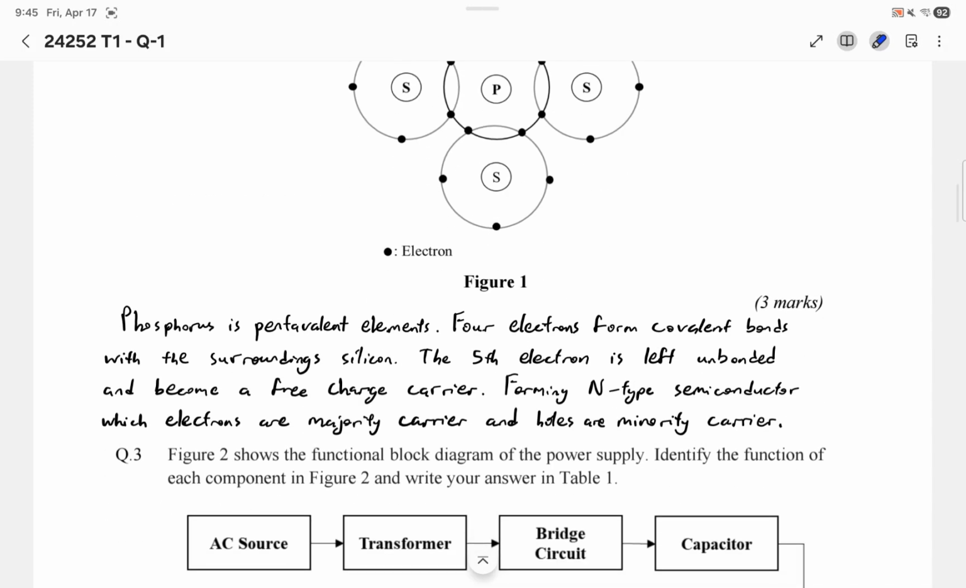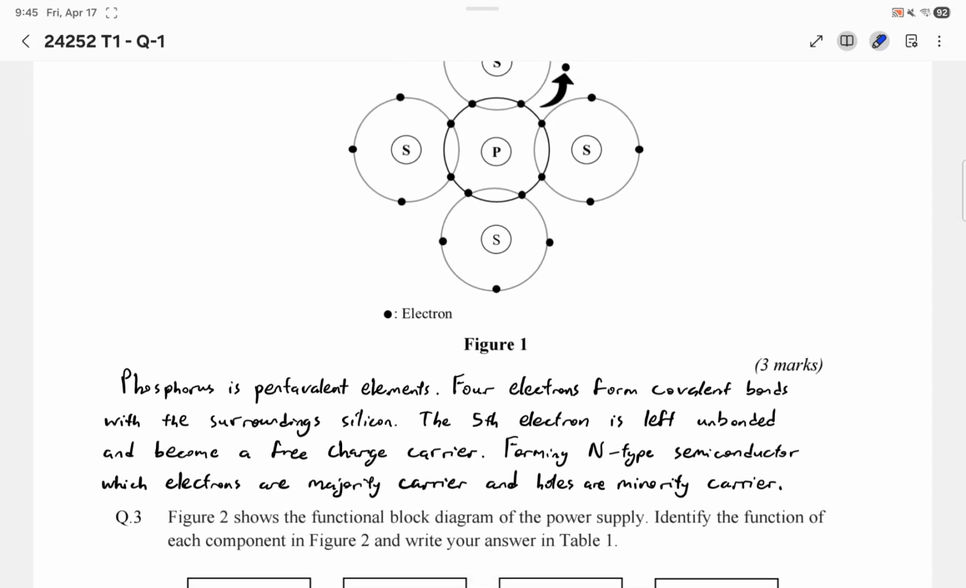Question 2. Phosphorus is a pentavalent element. 4 electrons form covalent bonds with the surrounding silicon. The 5th electron is left unbonded and becomes a free charge carrier, forming an n-type semiconductor, in which electrons are the majority carriers and holes are the minority carriers.